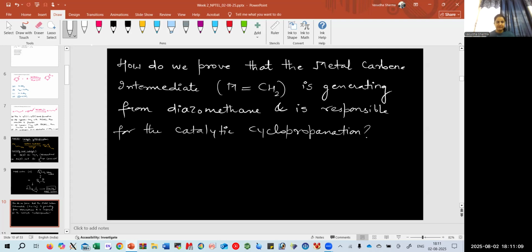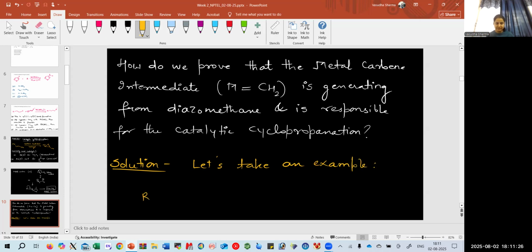So for this, the solution would be, let us first take an example where we have R2N. This is a chiral center I'm marking here, followed by an olefin and a fire. Right? So now this is a chiral substrate.